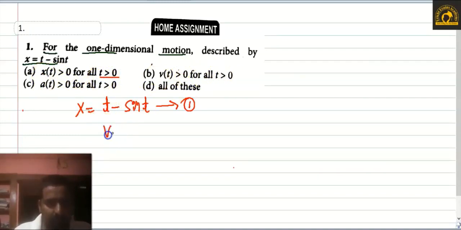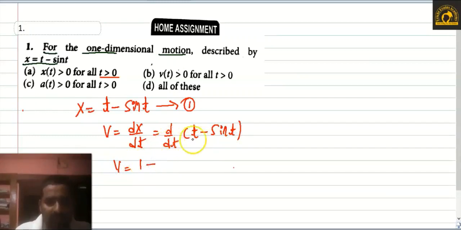First of all, velocity. The first one is velocity, the rate of change of displacement, dx by dt, that is equal to d by dt of x, which is t minus sine t. The differentiation of t is 1. Then minus the differentiation of sine, which is cos t. So this is the velocity, and this is the displacement.